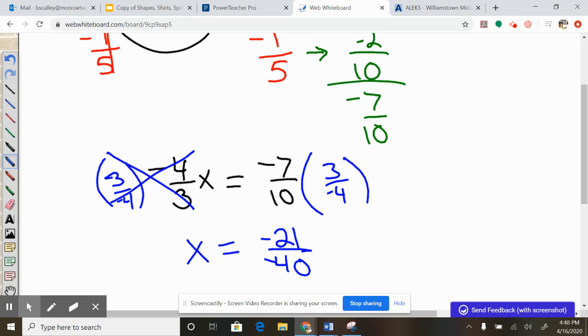And right now I have a negative in the top and bottom. Negative over negative cancels. So that's going to end up being 21/40. And I don't think that will simplify. So I think that's our answer there, 21/40.